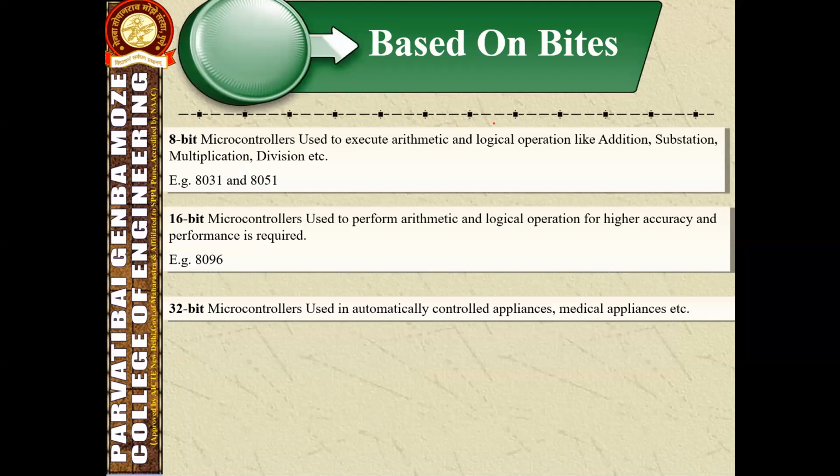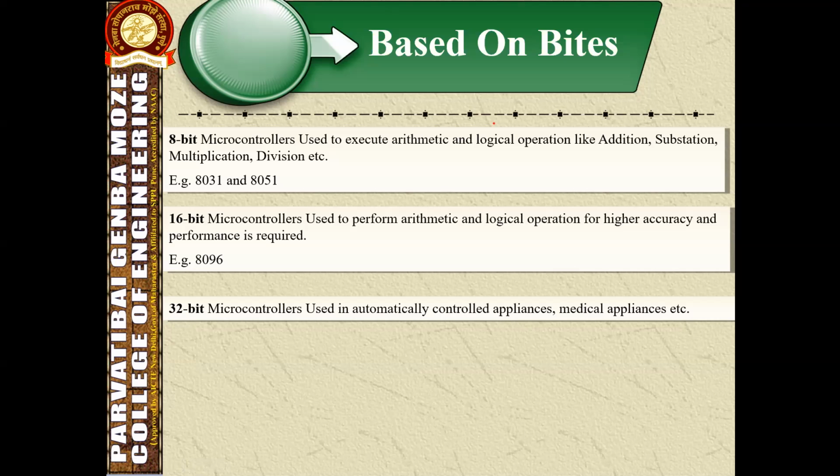The microcontroller is classified based on the bits. There are varieties of microcontrollers that operate on 8-bit data, 16-bit data, and 32-bit data. The microcontroller used to execute arithmetic and logical operations like addition, subtraction, multiplication, division, and so on, on 8-bit data. Those microcontrollers are called 8-bit microcontrollers.